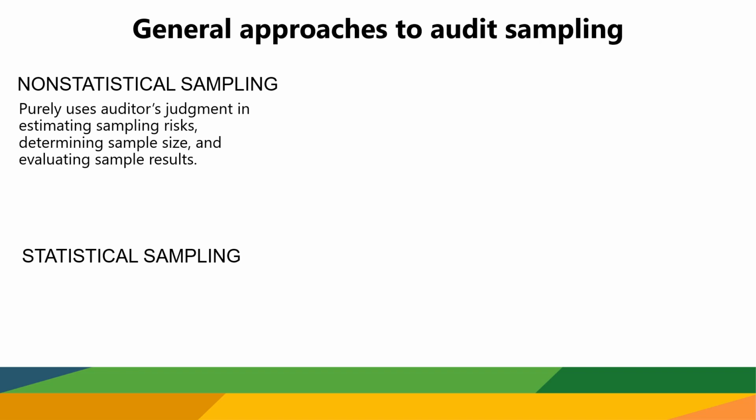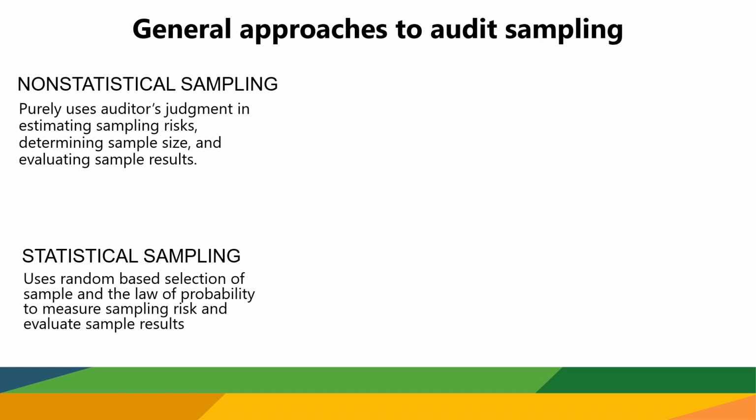So if you're using a non-statistical sampling, this purely uses auditor's judgment in estimating the sampling risk, determining the sample size, and evaluating the sample results. In other words, there is no need for you to make use of sophisticated statistical formulae to come up with your sample size or your risks. Okay, so in the case of non-statistical sampling plans, the auditor does not quantify the sampling risk. However, statistical sampling uses random-based selection of the sample and the law of probability to measure sampling risk and evaluate sample results.